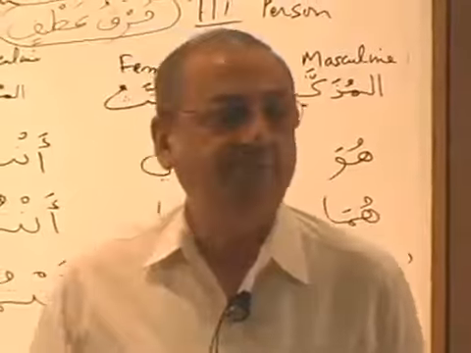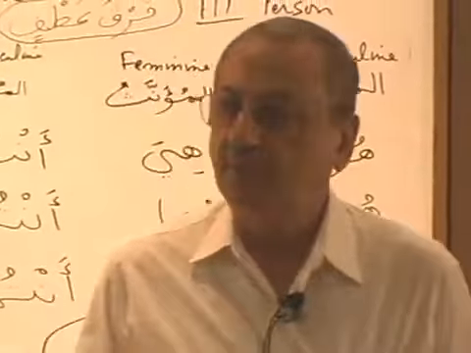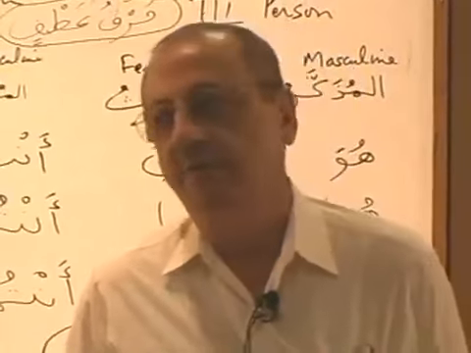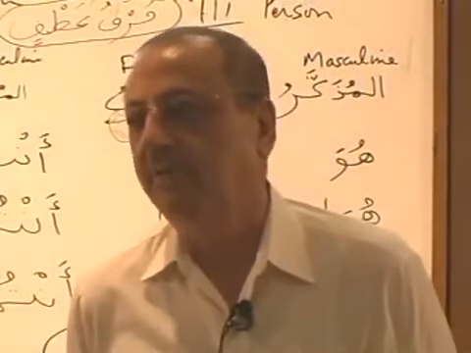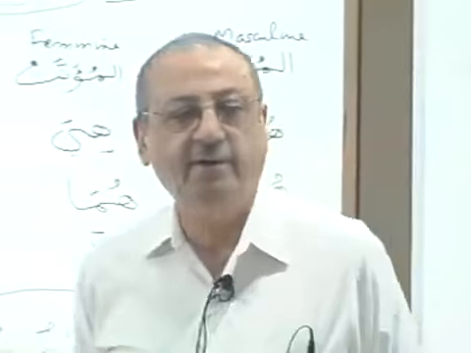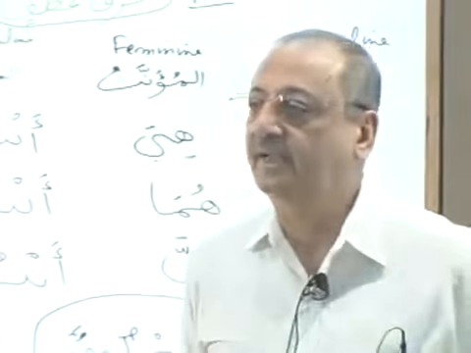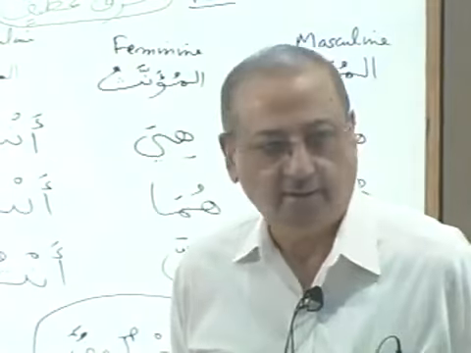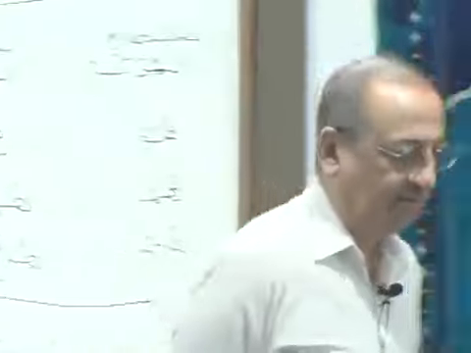Is it clear, brothers and sisters, inshallah? One is triptote and one is diptote. You will remember that. Some names are feminine and they don't have ta marbuta. But we will, inshallah, remember it. When you say Maryam, it's a name of a girl. When you say Zainab, it's a name of a girl. Okay? Like that. But most of the time, you will see ta marbuta.